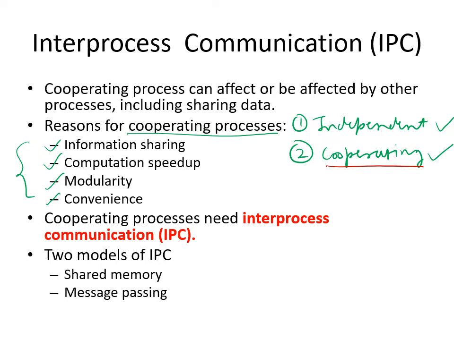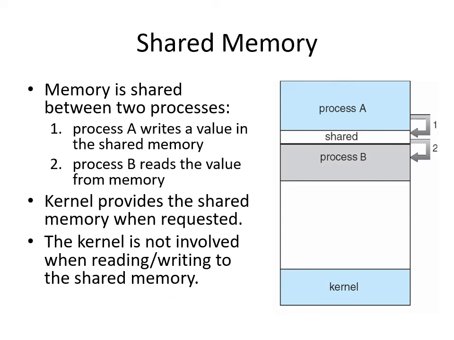So essentially, to build a modular system, we may want to divide the system functions into several separate processes or threads, and these several processes and threads may need to communicate with each other to provide the necessary services. So in order to communicate with each other, the cooperating processes need interprocess communication. There are two models of interprocess communication that we will talk about: shared memory and message passing. So let's start with shared memory.